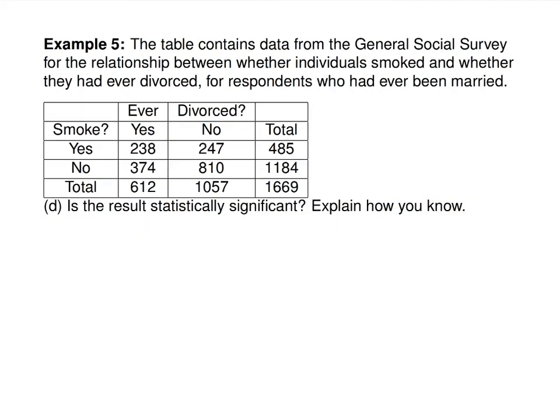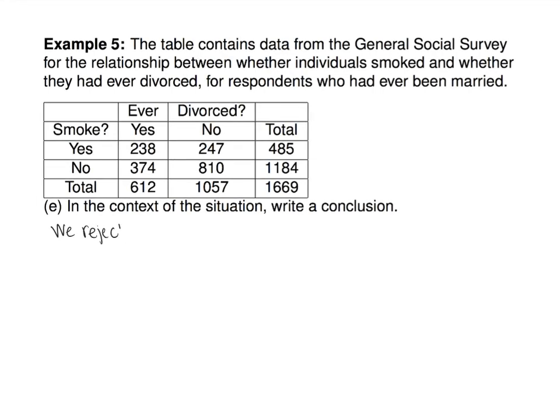Okay, so is the result statistically significant? Explain how you know. Yes, the result is statistically significant, and you have 2 reasons. Because the chi-squared is bigger than or equal to 3.84, or you could say that the p-value is less than or equal to 0.05, but those 2 things are equivalent. In the context of this situation, write a conclusion. So we reject H0 in favor of HA, and that's not really in context yet, but we'll go there in a second.